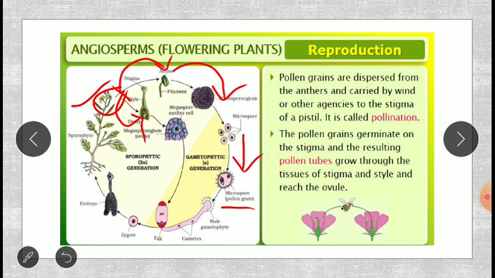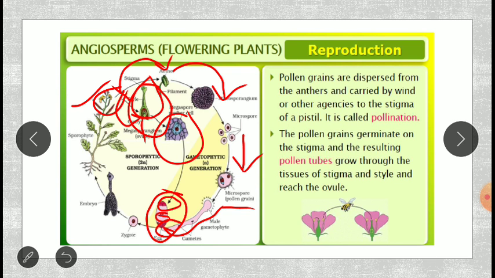Here, the female part. In the female part, the ovary produces a megaspore mother cell, which will now produce the egg apparatus that we studied just now, with one egg and two synergids, three antipodal cells and two polar nuclei. This ovary is attached to the pollen tube. So here it is nothing but your style.